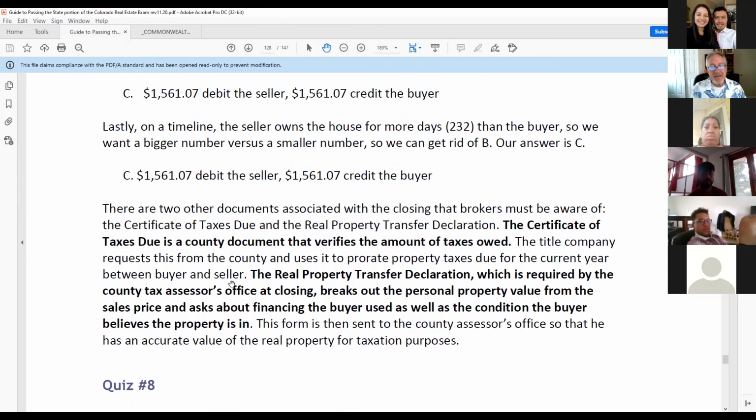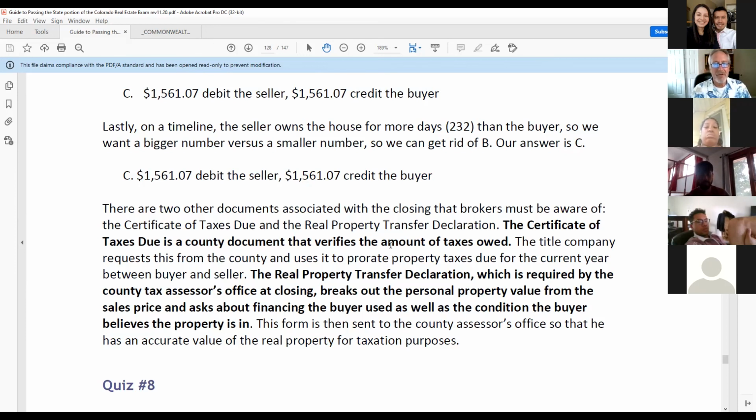certificate of taxes. That's a county document, comes from the county, and they verify the taxes owed. If there's a mistake on that, that's on the county's part, not ours. And then the last thing is the real property transfer declaration. That's where they break out the personal property from the sales price, and they ask the buyer, what's the condition of that property? And we usually advise our clients to mark on their average, because if they put anything above that, then they could trigger a reassessment of that property tax.